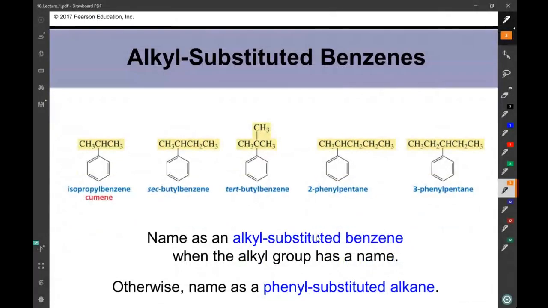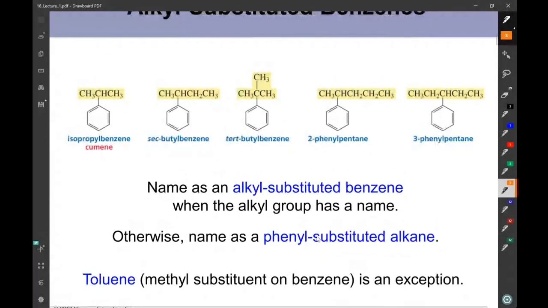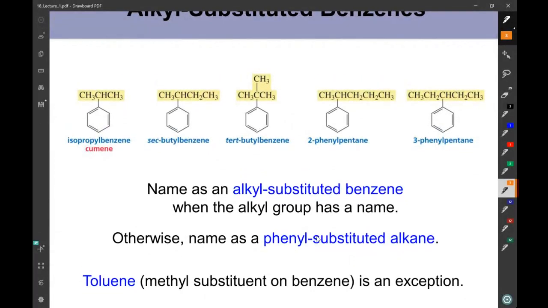Now, sometimes when you have alkyl substituent, you can also name it as an alkyl substituted benzene when the alkyl has a name. Otherwise, name as a phenyl substituted alkane. So, for example, over here, I have a 3 carbon, and so this will be called isopropyl benzene because this is the isopropyl group. It has a name. Because it has a name, I will name it as isopropyl.